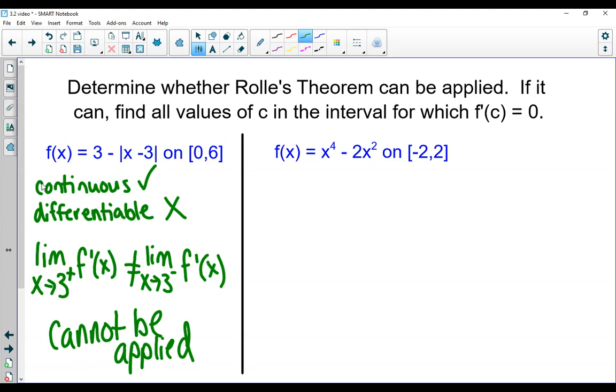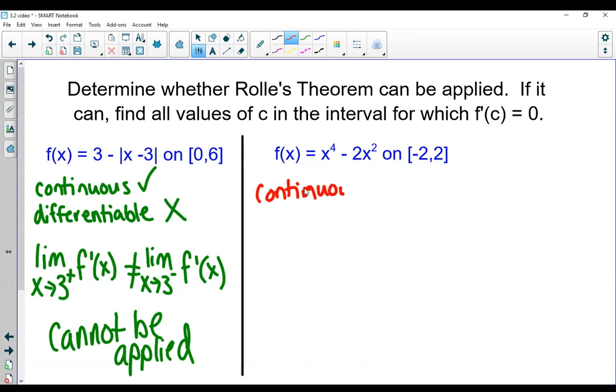When I look at the second example here, f of x equals x to the 4th power minus 2x squared on the interval -2, 2, we can utilize this example. We have a polynomial function, so we know it's continuous. We also know that it's differentiable. But again, you always want to check those first.